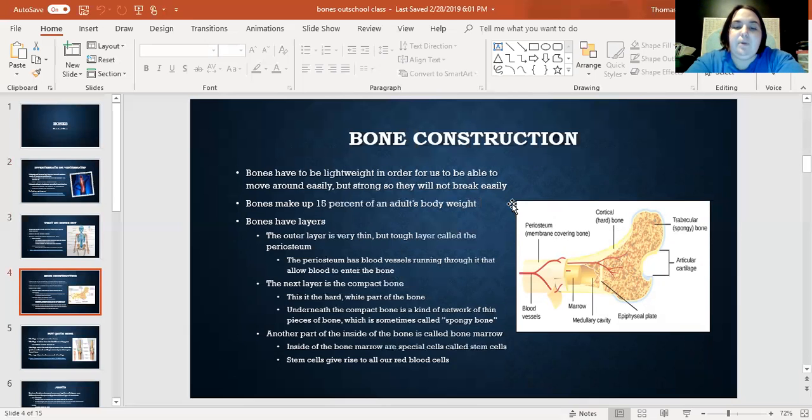Another part of the inside of the bone is called your bone marrow. And again, this is where your special cells, your stem cells, are made. It also gives rise to our red blood cells, which are a vital part of the three major parts of our blood: red blood cells, white blood cells, and platelets.